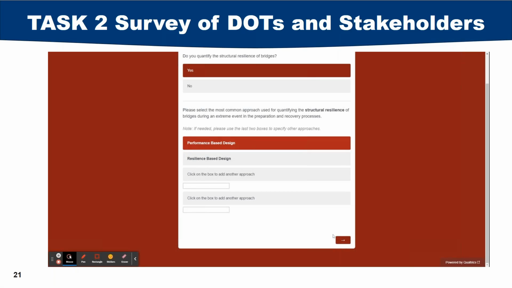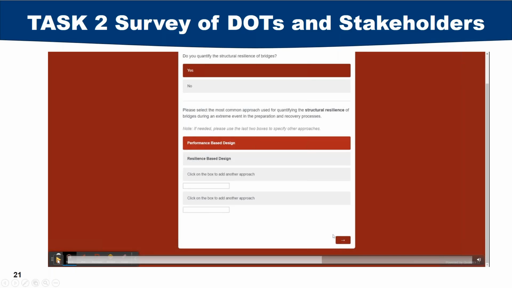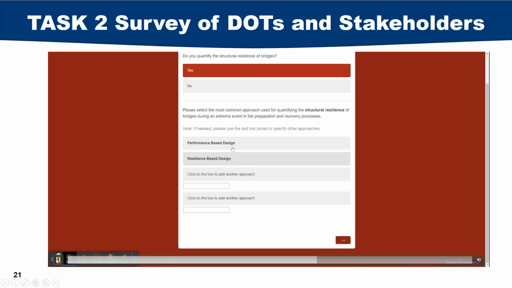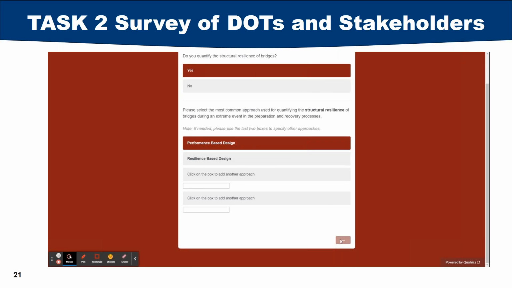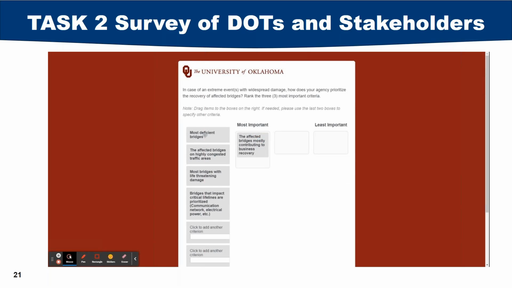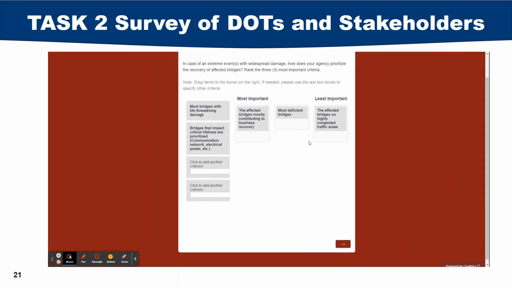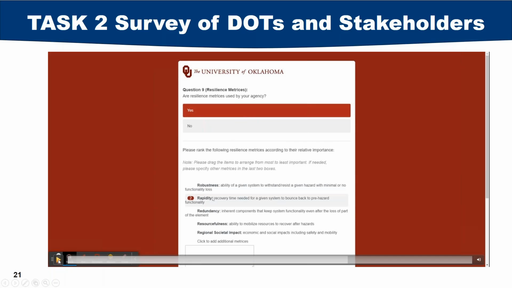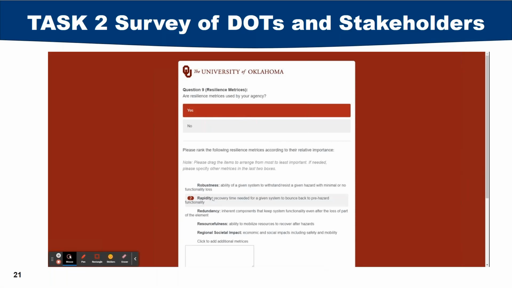Again, we have given them the choices. Do they use geological survey maps, or FEMA maps, or National Weather Service or Hurricane Center maps? And question 6 relates to hazard prediction. So we just want to know what is most important to least important. There are a number of choices: is it budgetary issues, resource issues including human resources, or lack of damage prediction tools.